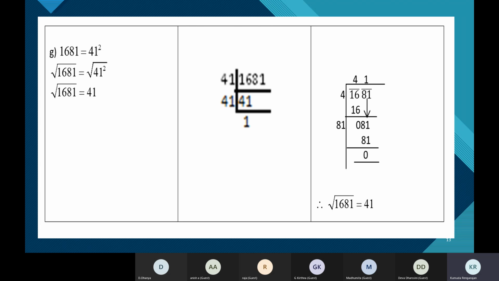Clearly, this number 1681 lies between 40 square and 50 square. 40 square is 1600. 50 square is 2500. That means it can be the number 41, 42, 43, 44, 45, 46, 47, 48, 49. It can't be 40 because 40 square is 1600. It can't be 50 because 50 square is 2500. But somewhere between 40 and 50, this number is.